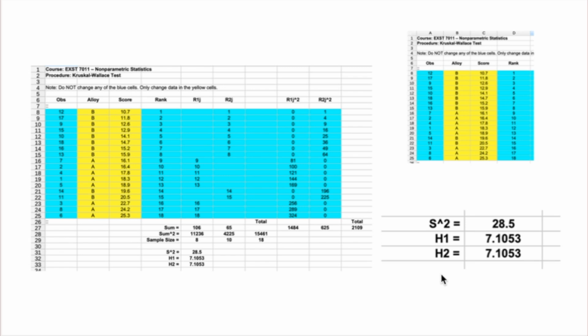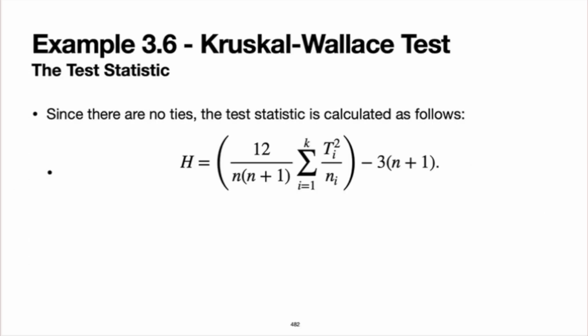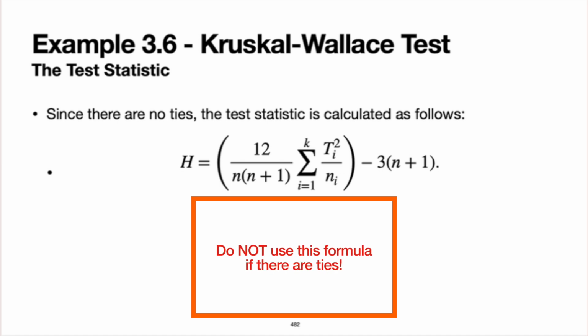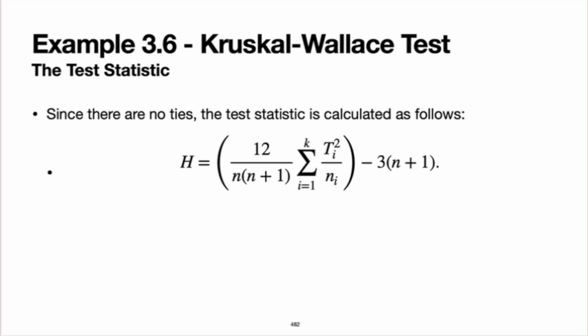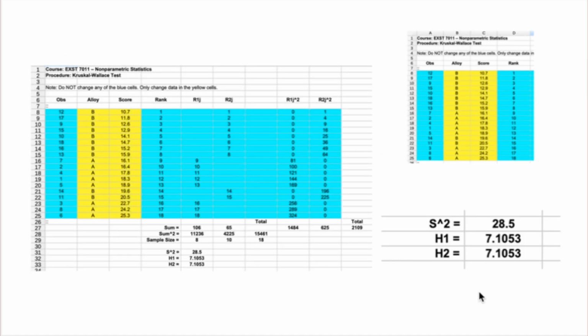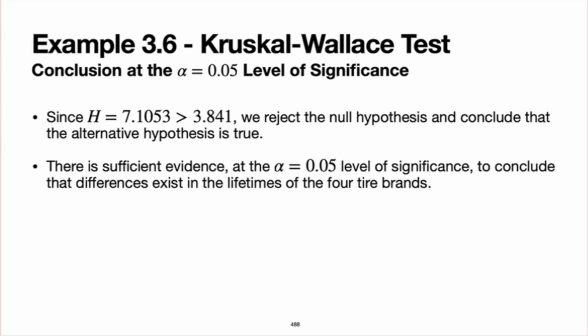Now, let me tell you what you cannot do. Don't use this simplified formula if there are ties. Use the other formula. The value of the test statistic is 7.1053, and since 7.1053 is greater than 3.841, the rejection criterion has been met, so we reject the null hypothesis and conclude that the alternative hypothesis is true.